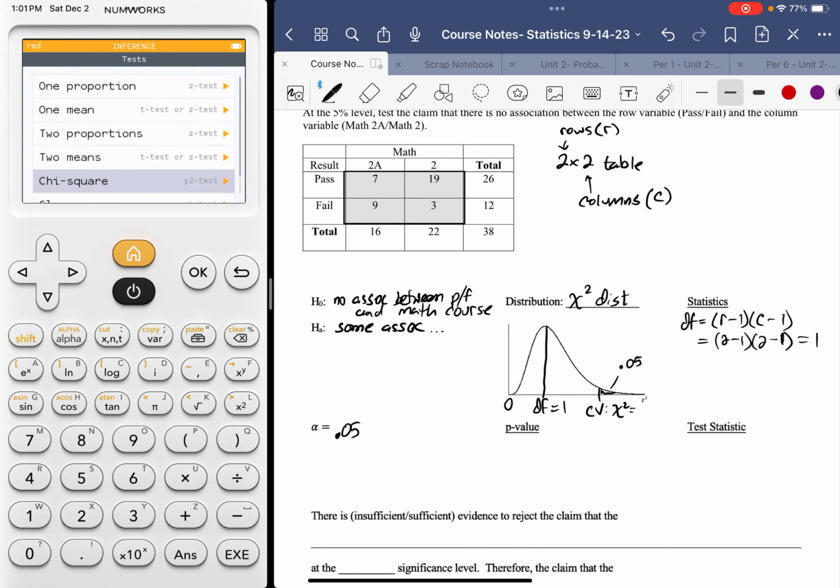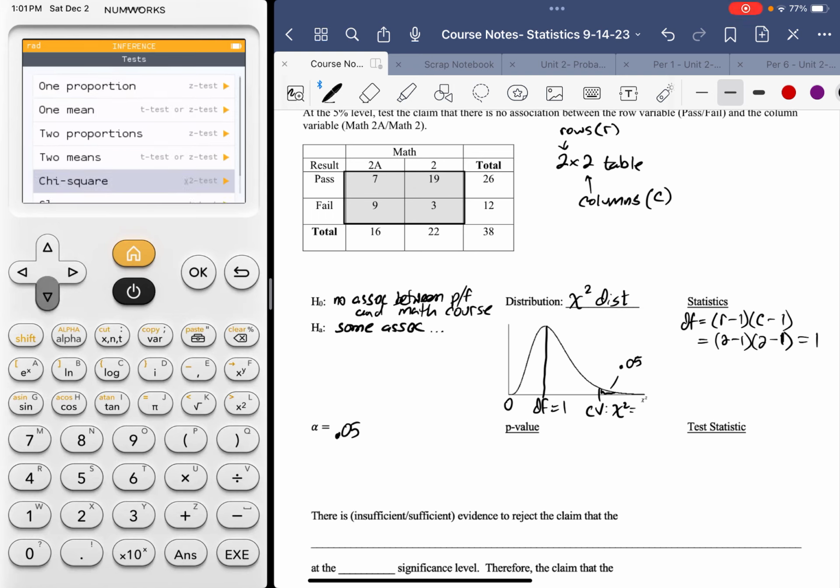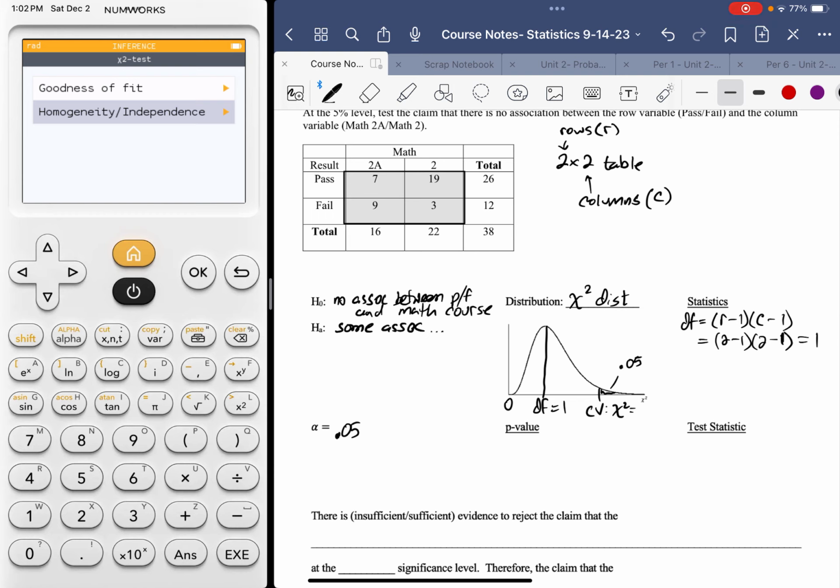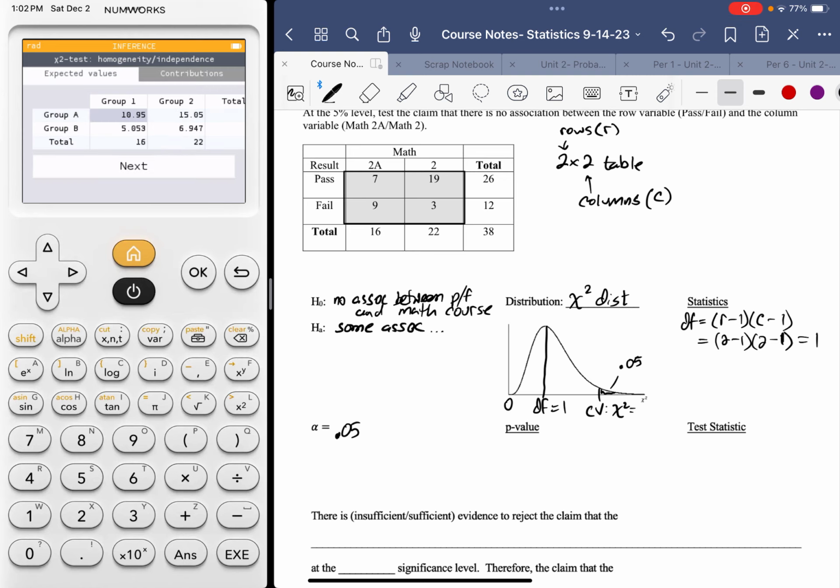So let's go to the calculator. Under inference tests chi-square, you have goodness of fit, which we already did, and homogeneity and independence. So you'll see it's broken up in tabular form. Group 1, Group A. So I'll just type in the numbers. We don't have a Group C. It expands it, which is really nice. It expands the table if you have more values to put in than just a 2x2. All right, so we're good there. Even though it created a Group C and Group 3, it didn't populate it with anything. So I go to next.